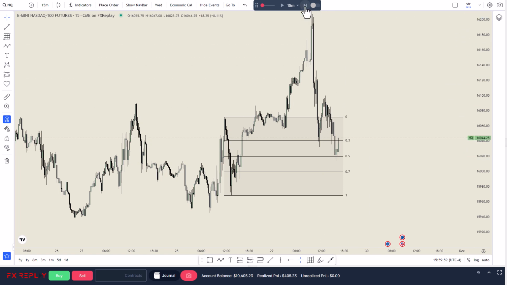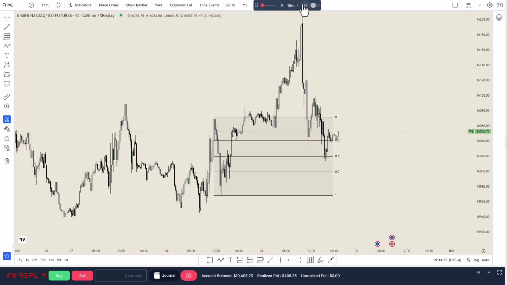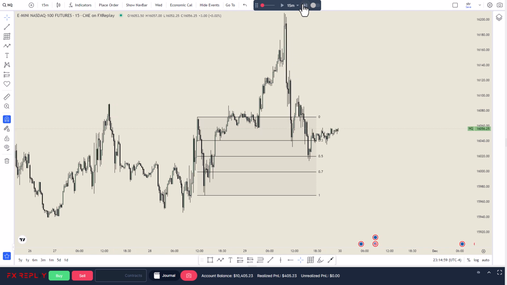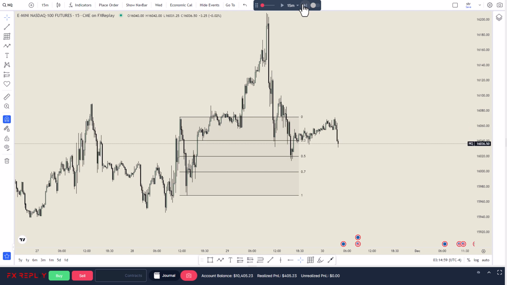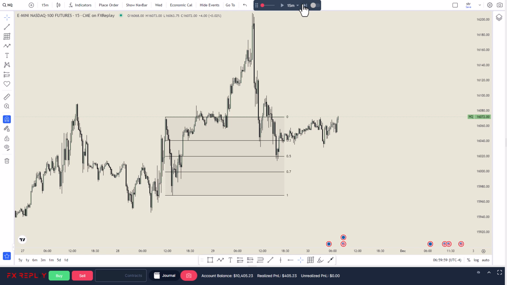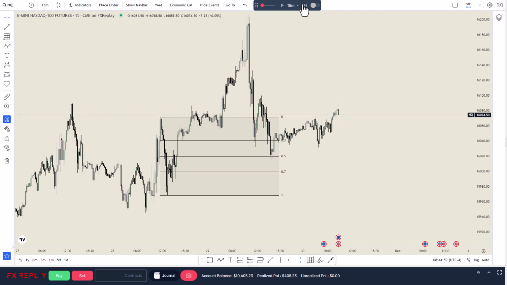Let's see. Let's move on now to the next day. So this is Wednesday. Let's see if we're gonna get another winner or a loser. But since we are taking 2Rs, right? It's better for psychology, especially if you are a beginner.